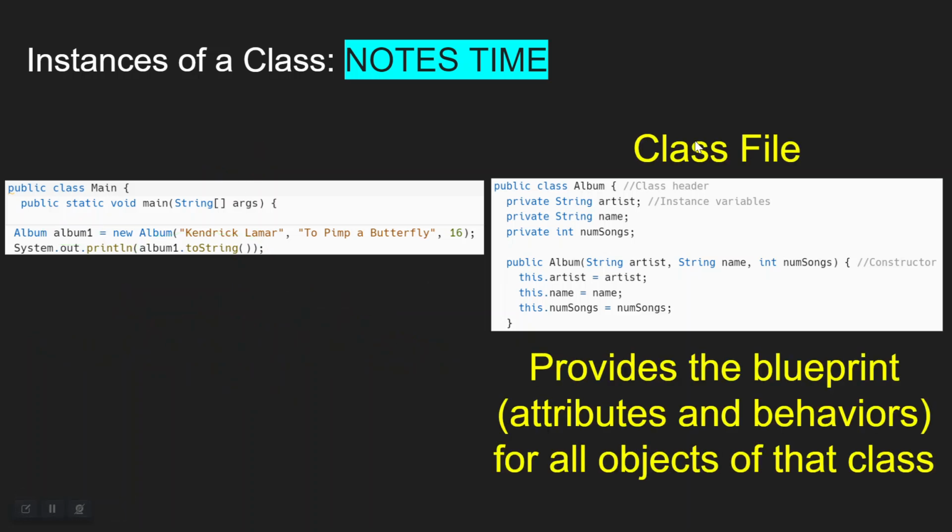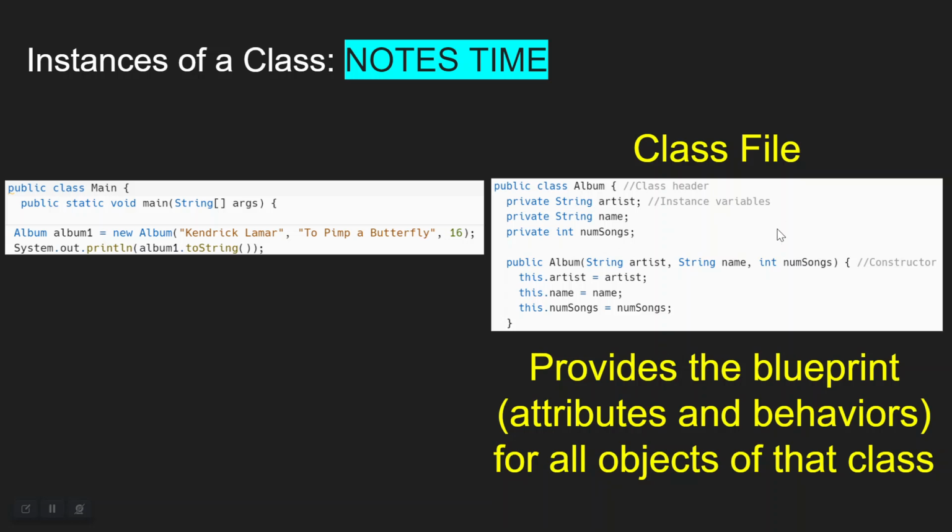The class file is sometimes different, sometimes separate from your main method. Remember that a class file can also contain a main method, but it's not uncommon to see a Java program where main is in its own class and that is separate from your class file. So over here, public class Album, we've got private String artist, private String name, private int numSongs, and then down here we have our constructor. This is the blueprint for all objects of that class.